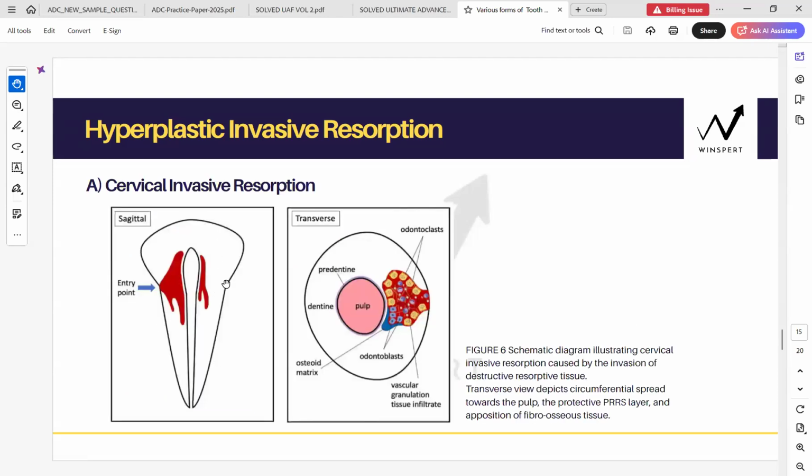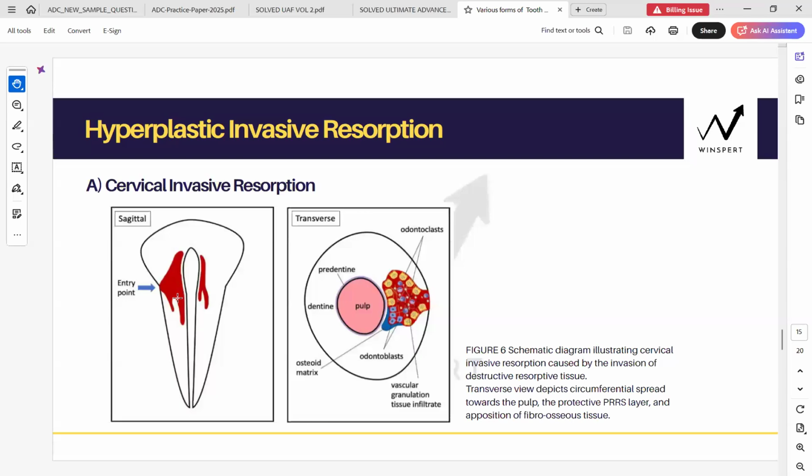Now, this is the diagrammatic representation. The entry point was the CEJ. The hard tissue starts getting osteoclastic activity. Resorption occurs and the defect gets filled by that granulation, hyperplastic, highly vascular connective tissue. This is what it is getting filled with. Clear for everyone?